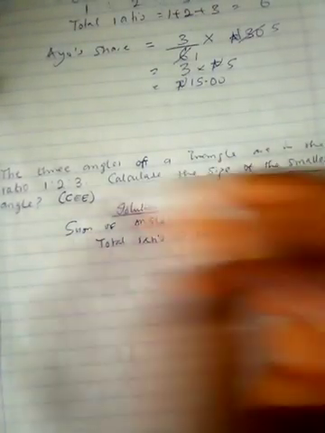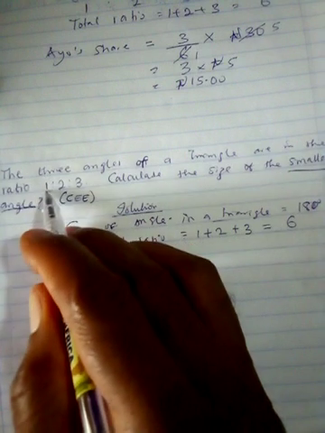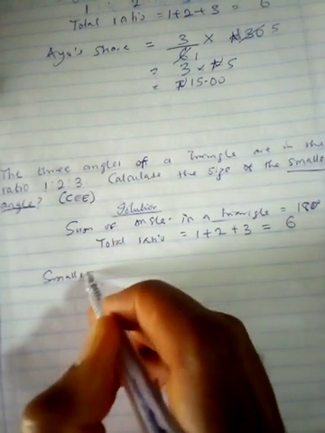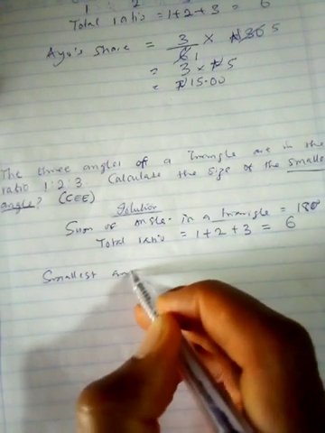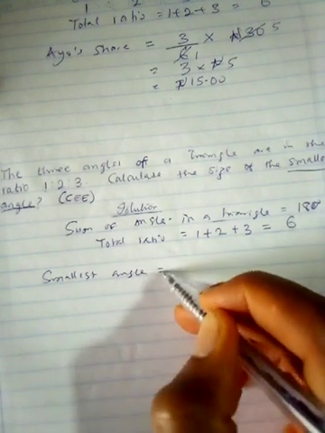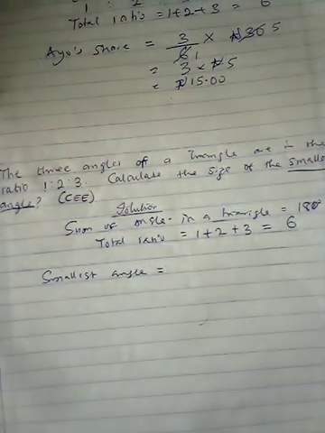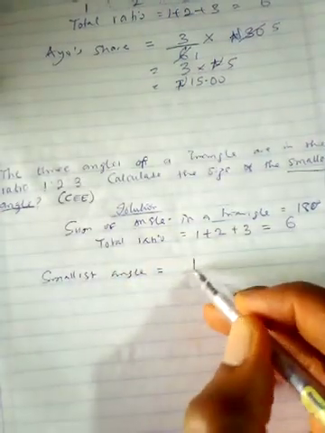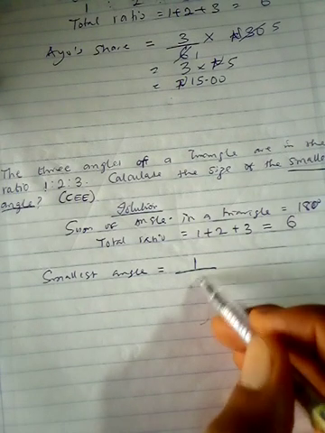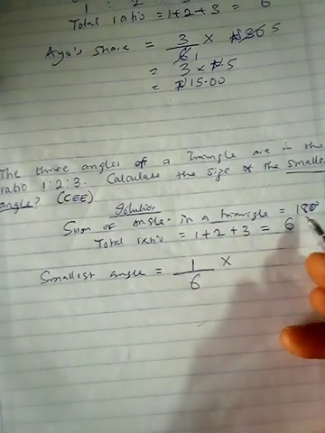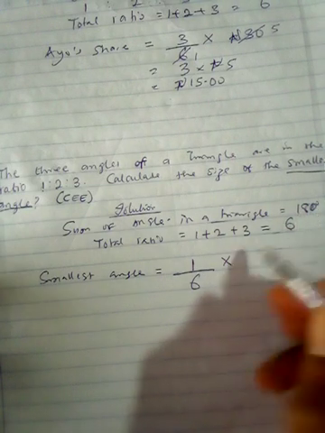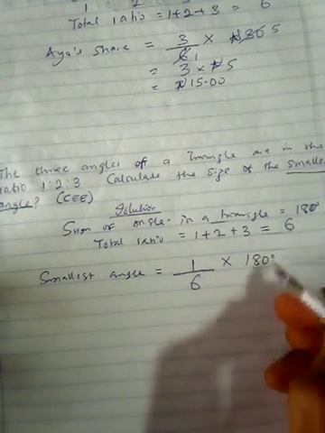The smallest angle usually has the smaller ratio, which is 1. That means that the smallest angle is going to be what? What is the ratio of the smallest angle? The ratio of the smallest angle is 1. So we are going to have 1 over the total ratio, which is 6, then multiply by what? The total angle, the sum of angles in a triangle, which is 180. So we are going to multiply it by 180 degrees.